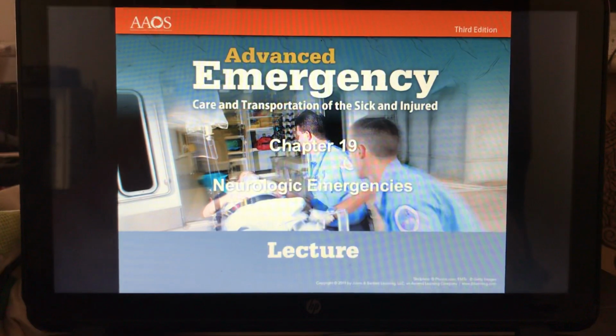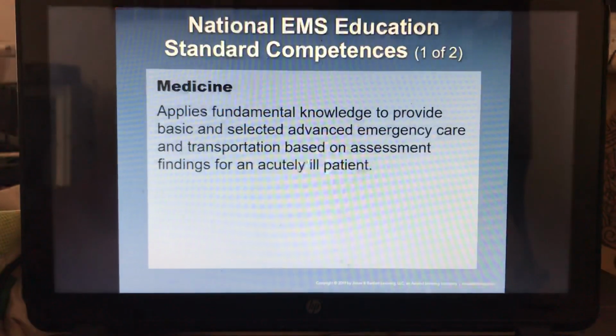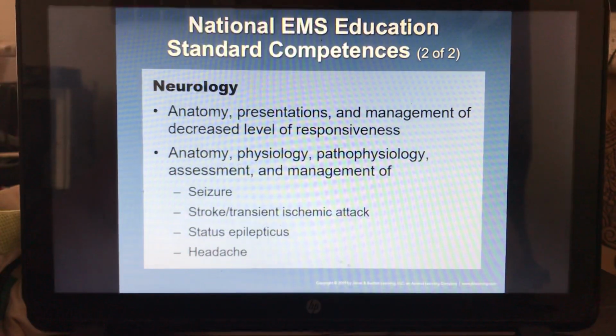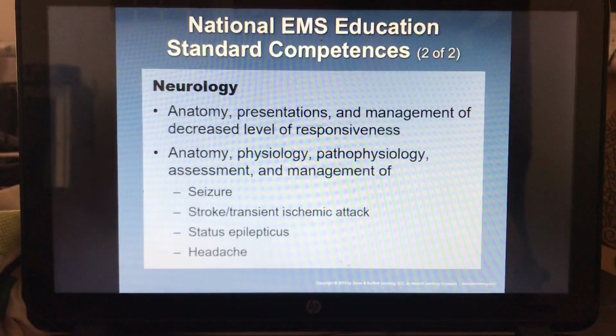Chapter 19, Neurological Emergencies. Some things you need to know. I always skip over those. We're going to go over some anatomy and physiology of the neurologic system itself. We're going to talk mainly about seizure, stroke. We're going to talk about what status epilepticus is, and we're going to go over some headache stuff.